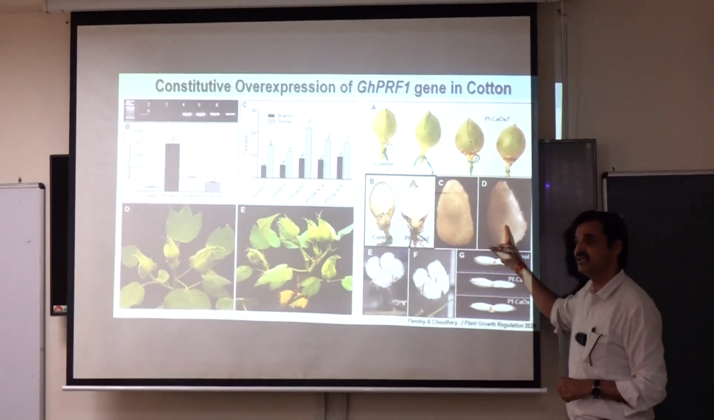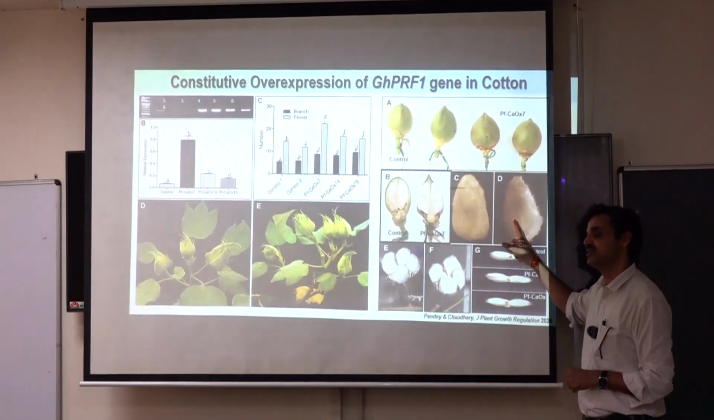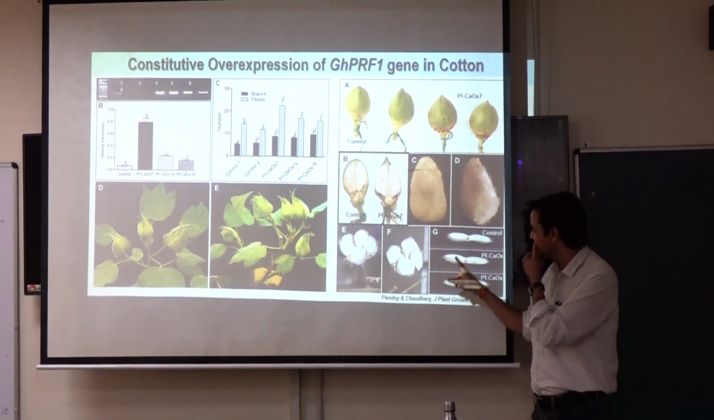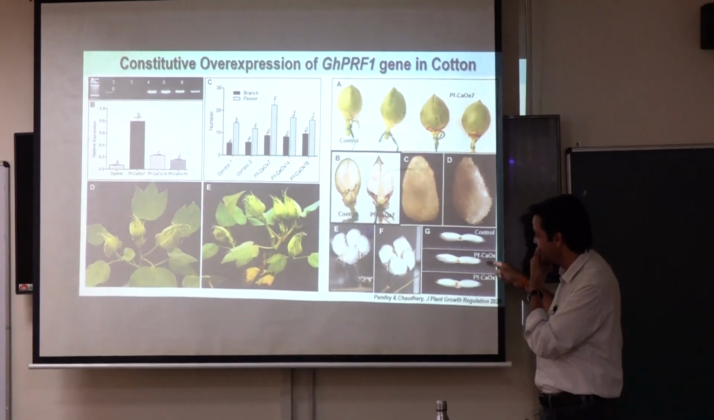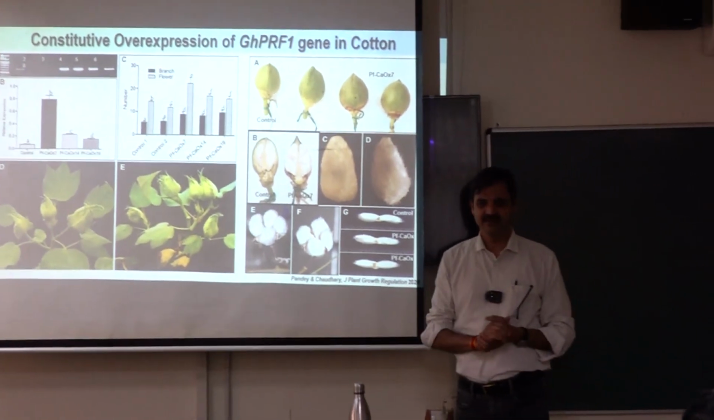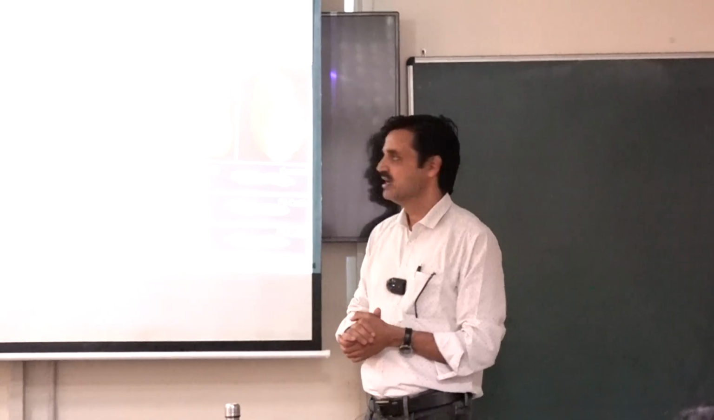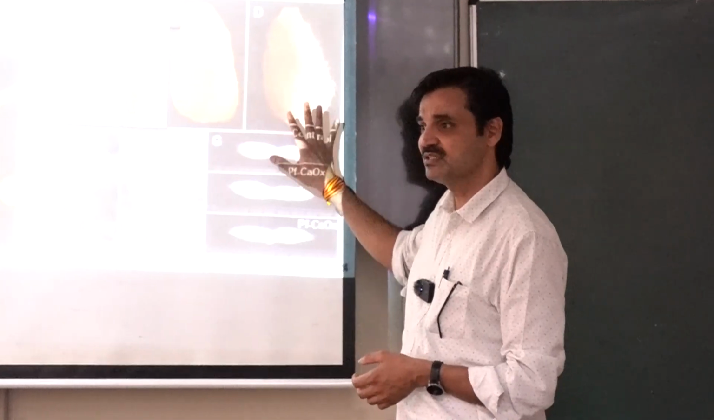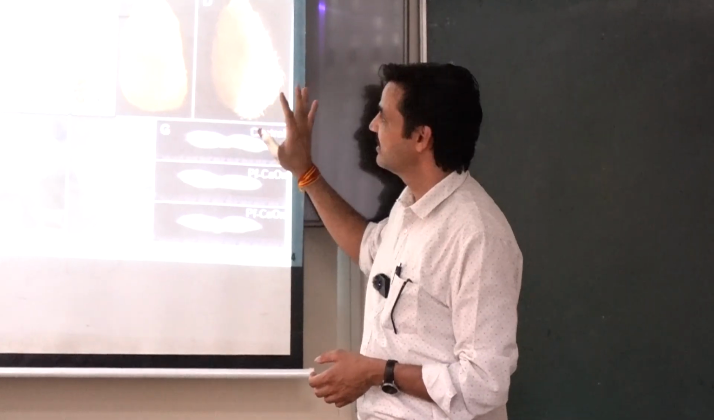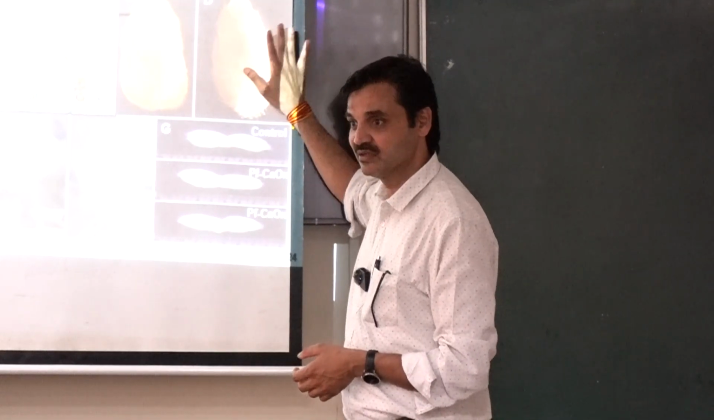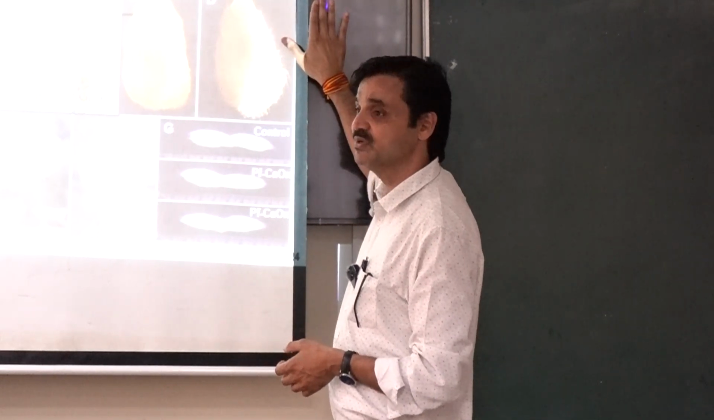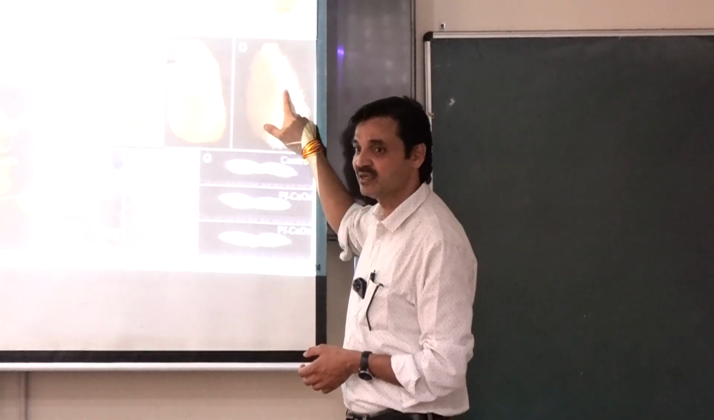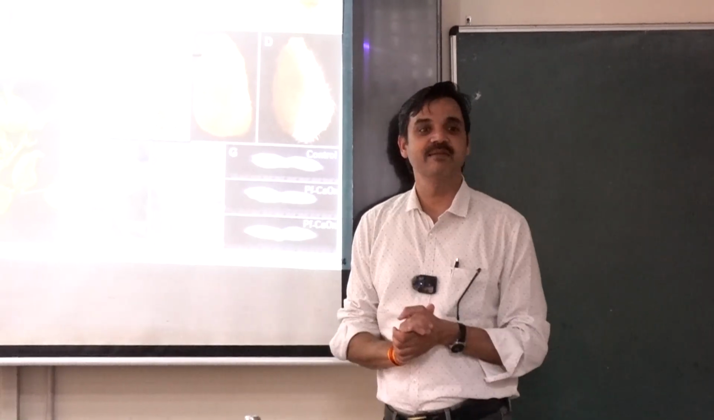Although early initiation was there, this initiation was compensated at a later stage by control plants. So fiber length, if you see control and OX line, they were comparable. Flower number was more. So the hypothesis that we started with, that flowers will be more and fiber length will be more, is not the case, because at early stage it was more, but at later stage it became comparable to control.